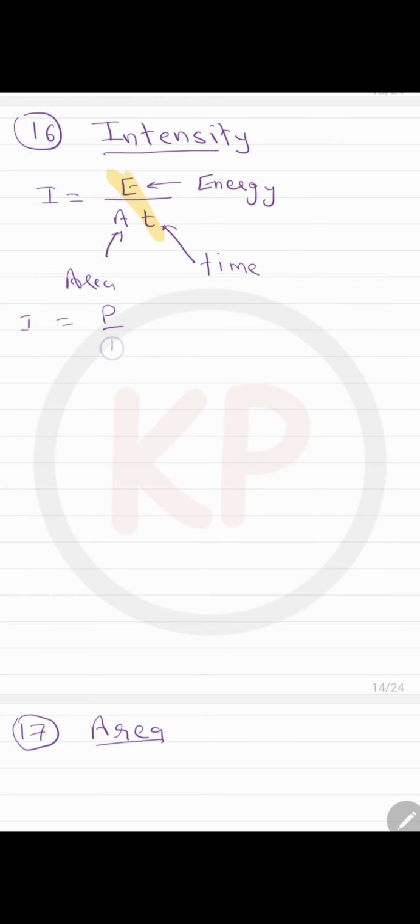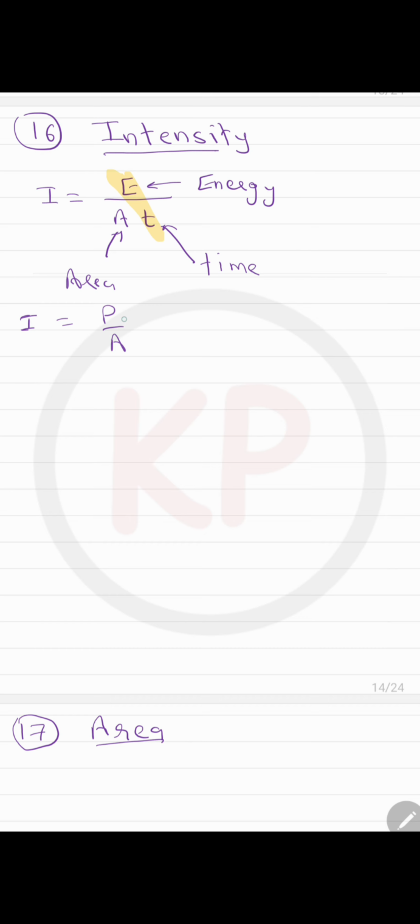Next is intensity. Intensity is defined as I is equal to energy imparted per unit area in unit time. Once again, this is energy, this is area, and this is time. So energy imparted per unit area in unit time is called intensity. We can also say energy upon time is power. Just now we studied work done per unit time, and work and energy are interconvertible. Both are the same in terms of units and dimensions. Therefore, energy upon time is power. We can say I is equal to power upon area. Intensity is power upon area also.